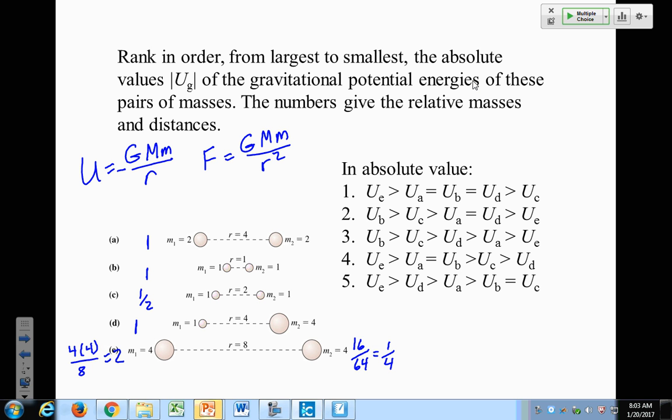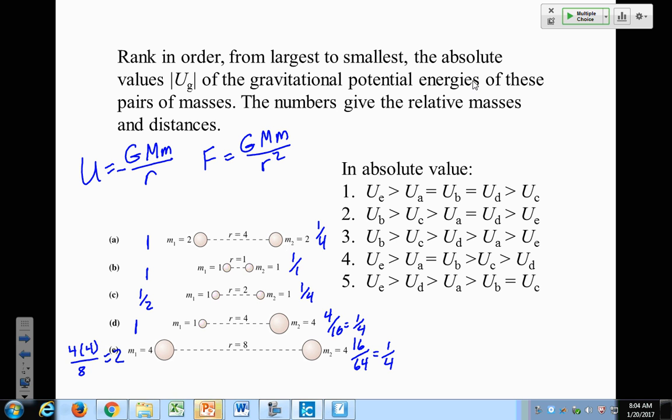So notice that the force here is, you know, smaller perhaps. Let's look at these others. Here I have 4 over 16, which is 1 over 4. Here I have 1 over 4. Here I have 1 over 1. And here I have 4 over 16, which is 1/4. So if I was ranking the forces, this would have the biggest force, and then all the others would have smaller forces.